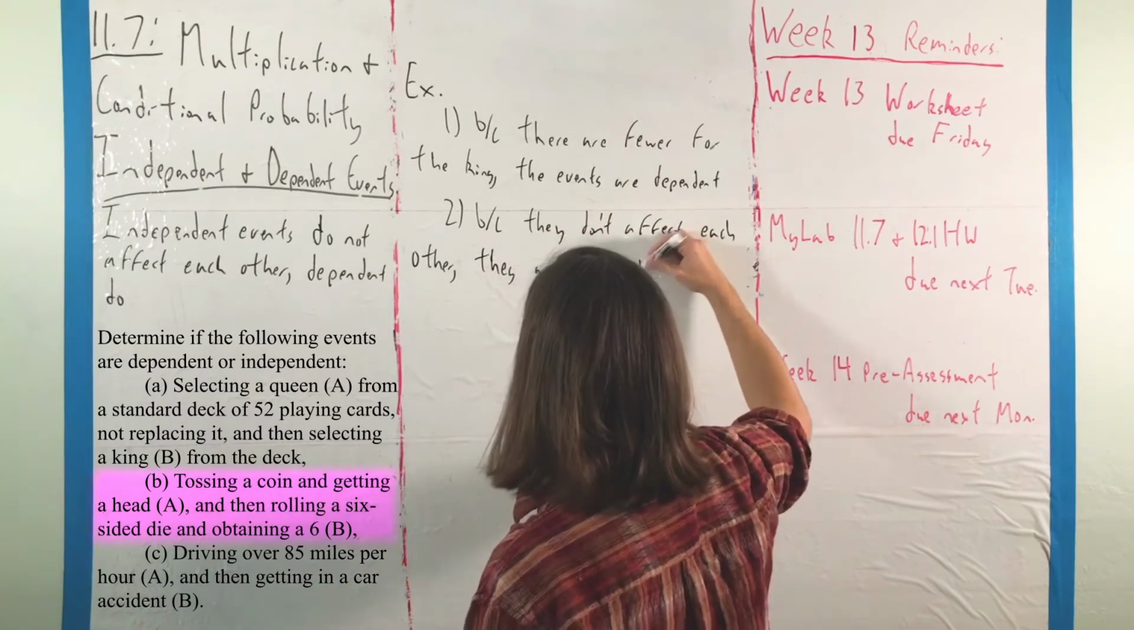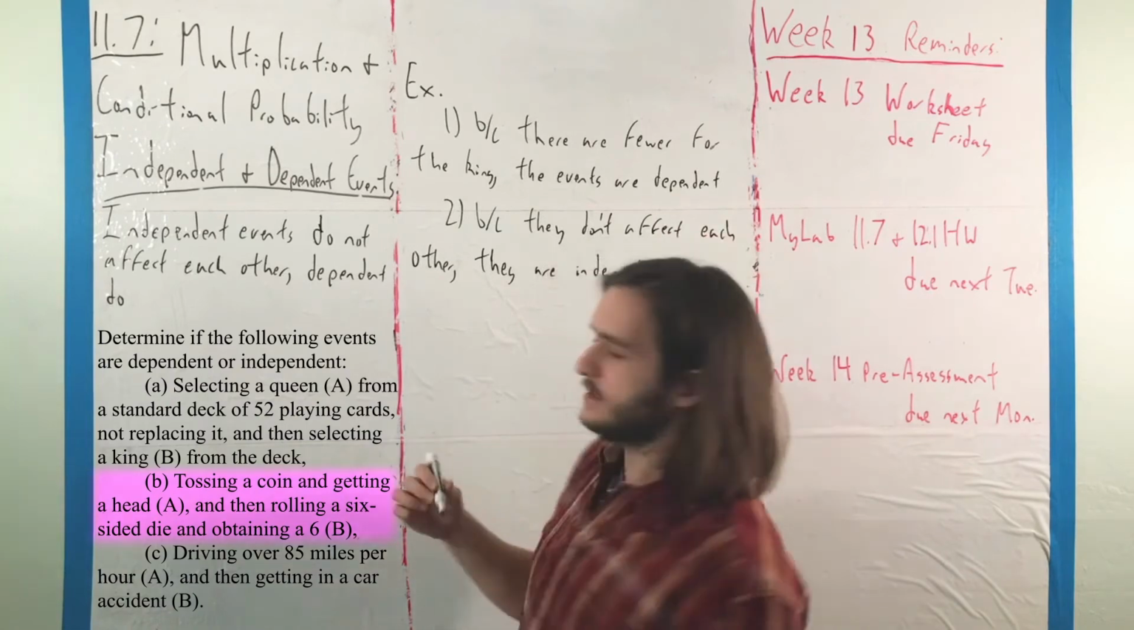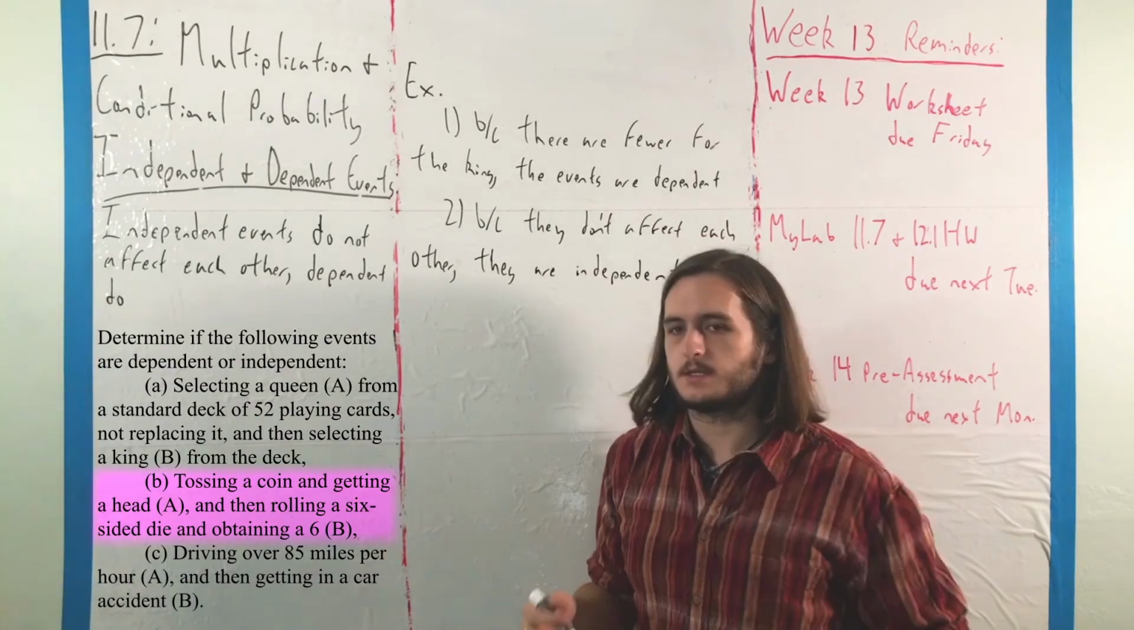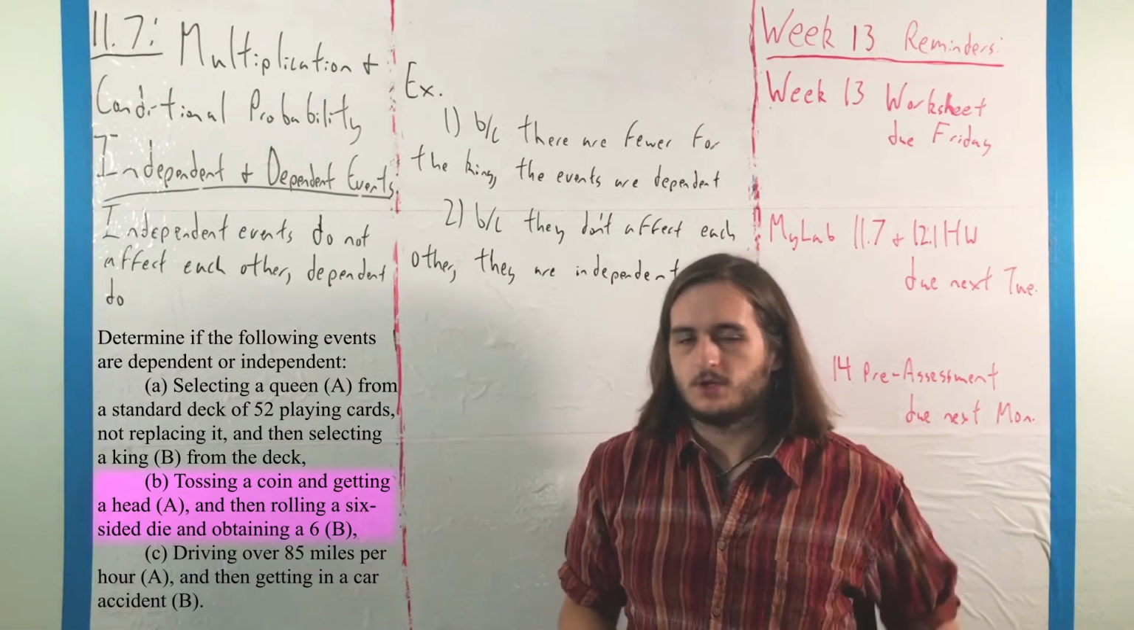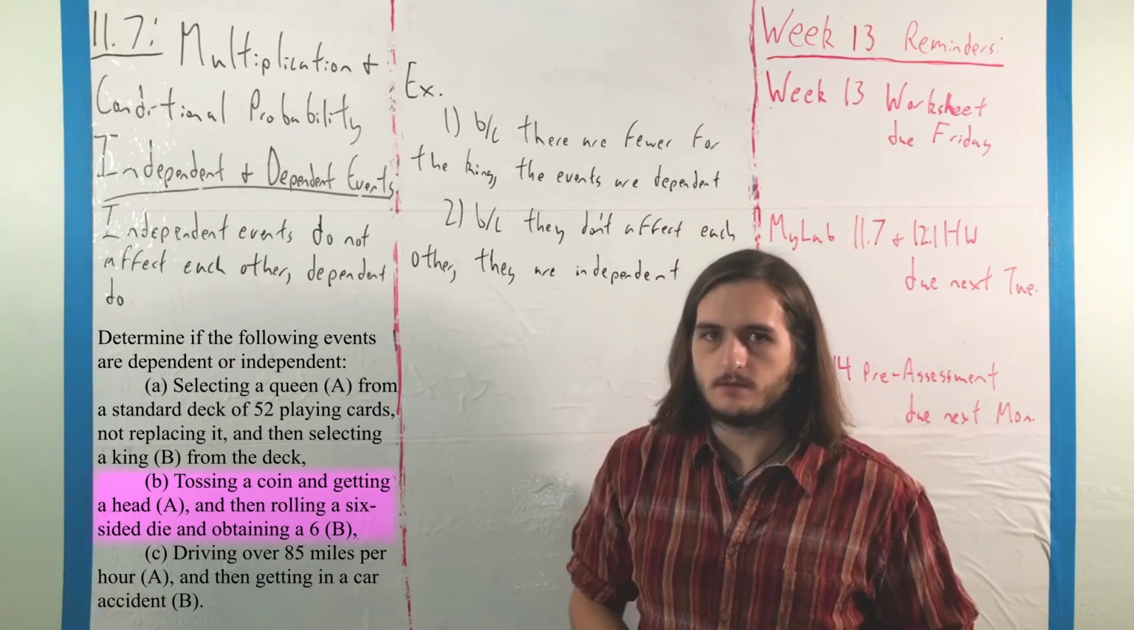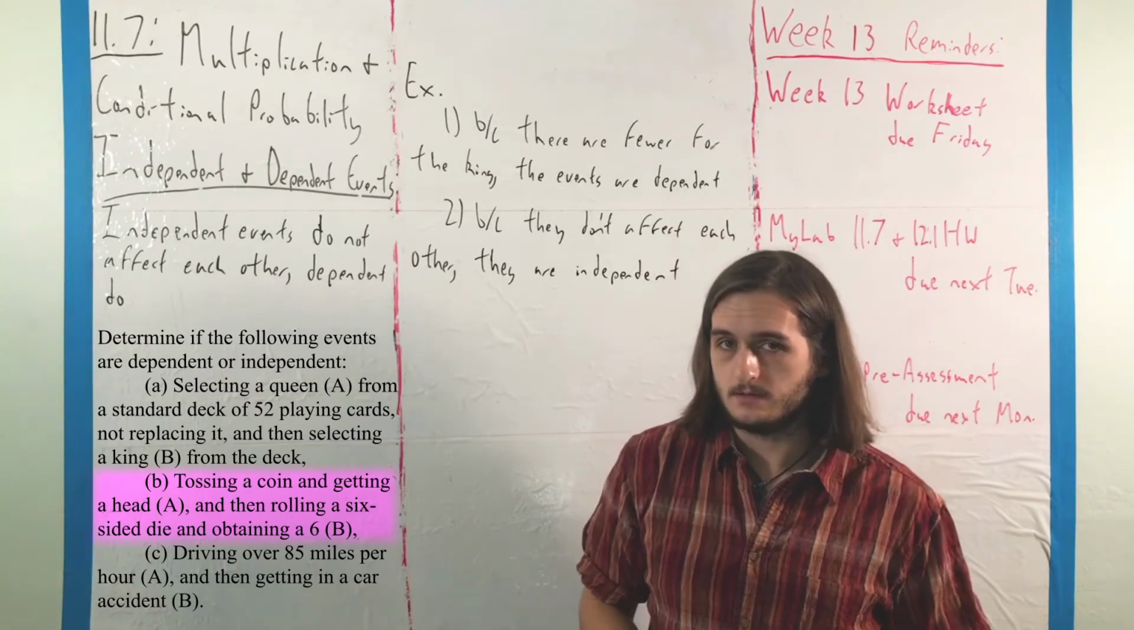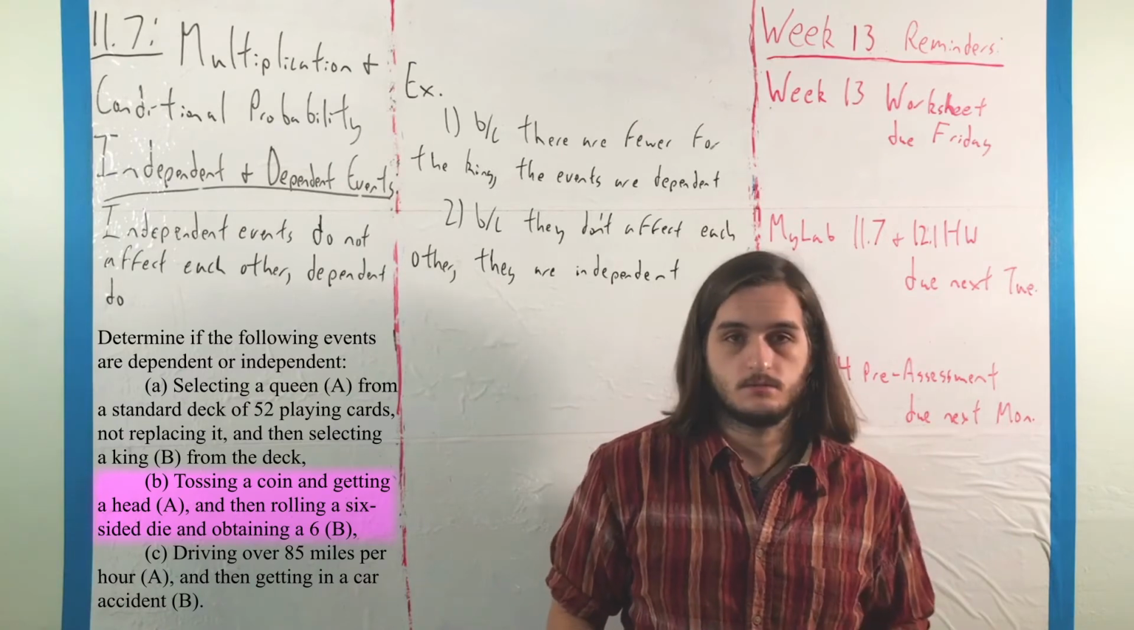There's nothing too complicated about this idea of dependence and independence, at least in this context. It's really just those things that happen. Does one make the other more or less likely? In this case, the answer to that question would be no.